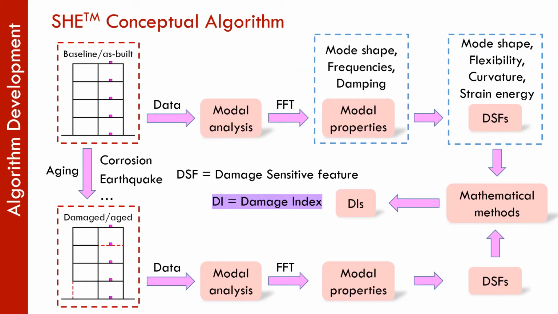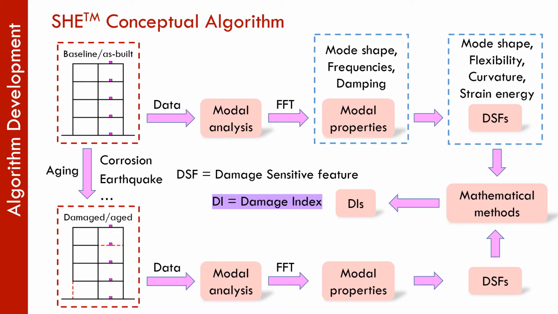So the concept is first you take the measurements, and then you perform modal analysis, identifying some important modal properties. You use those to calculate some damage sensitive features, which are mode shape, flexibility, curvature, and strain energy. Apply mathematical methods such as summation, difference, probability density functions, and come out with some damage indices.